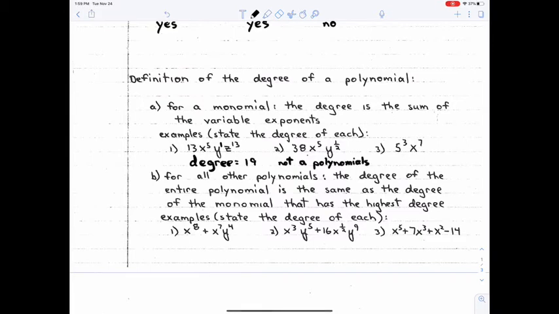Okay, and why isn't it? Because that is not a whole number. Once one thing doesn't have a whole number, the whole thing's not a polynomial. Okay, whole number exponent on the variable.